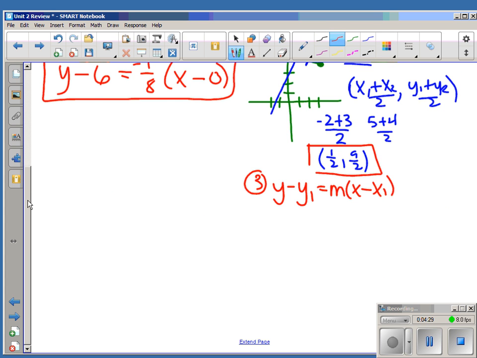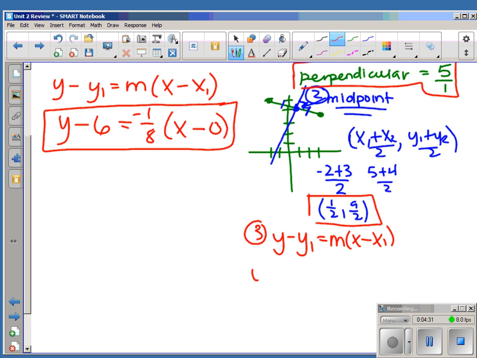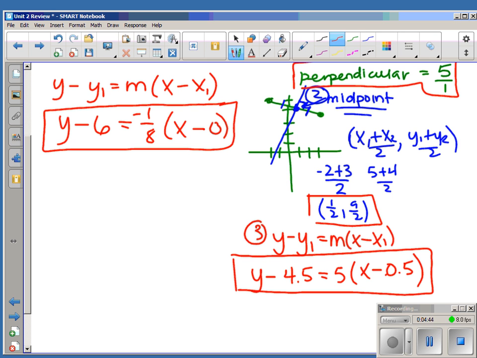So I see my slope still. Y minus 4.5, so you could write 4.5 or 9/2 equals 5 times x minus 0.5, or you could leave it as a fraction. And again, I wouldn't simplify it because then you run the risk of making more errors. I've written the equation they asked me. Key thing is you need to find the perpendicular slope and the midpoint, all right?